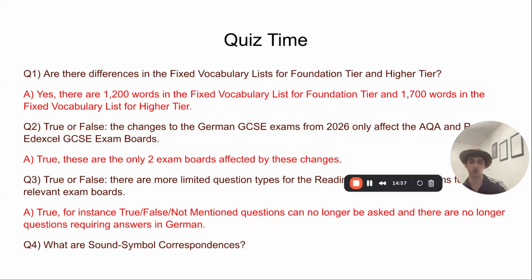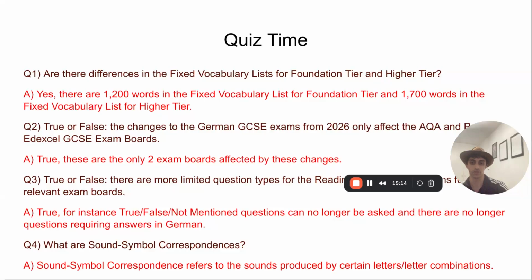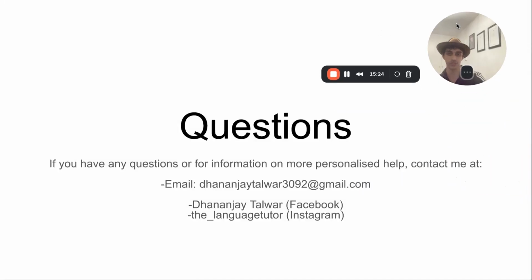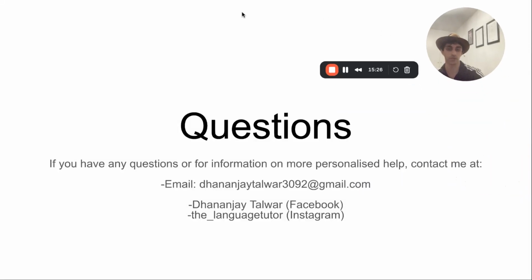And question number 4: what exactly are sound symbol correspondences? Try to be as precise as you can, and I'll give a few seconds of thinking time first. Okay, now let me show the answer for this. Sound symbol correspondence refers to the sounds that are produced by certain letters or letter combinations in a language, such as German, for example.